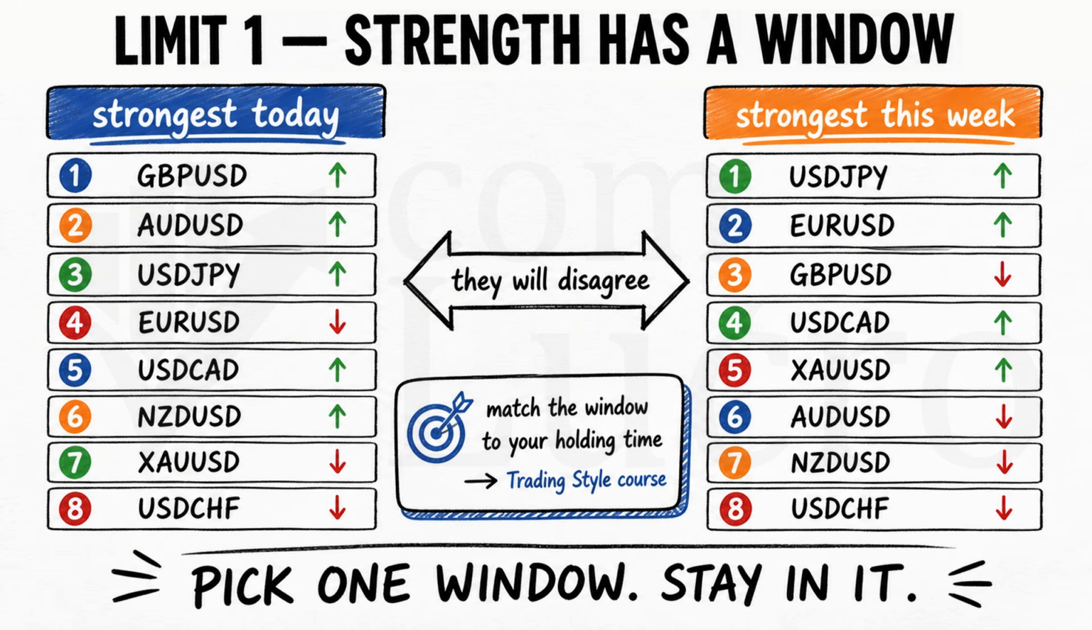Now the honest limits, because this lens has 3 of them, and you need all 3. First, strength is always measured over a window. Strongest today and strongest this week are different questions, and they will disagree with each other regularly. Pick the window that matches how long you actually intend to hold, and if you're not sure what that is yet, that's what the trading style course is for.